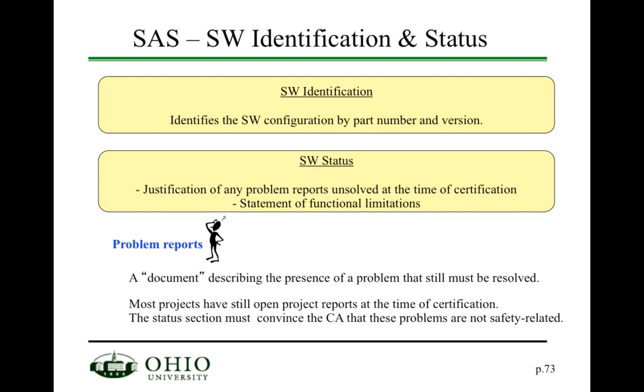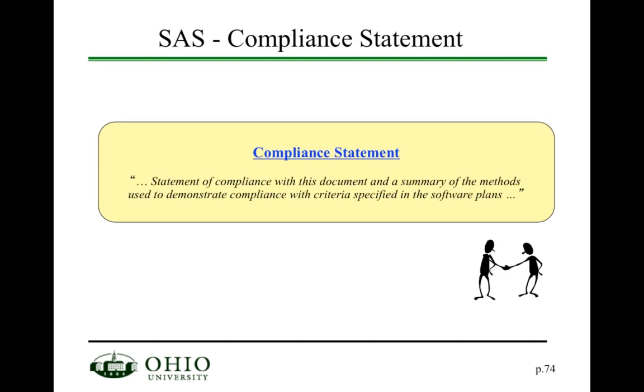And as I said here, the problem reports describe the presence of a problem that still must be resolved. But most of these problem reports are related to problems that are not necessarily safety related, and you need to convince the certification authorities that that's the case. And these must be minor problems, not major problems. Now finally, included is of course the compliance statement, which is an official statement in which you say that everything that you've done in the documents is in compliance with what you promised in the plans.